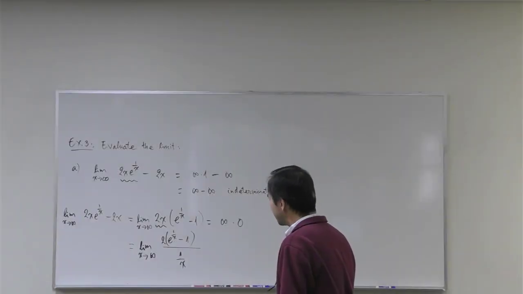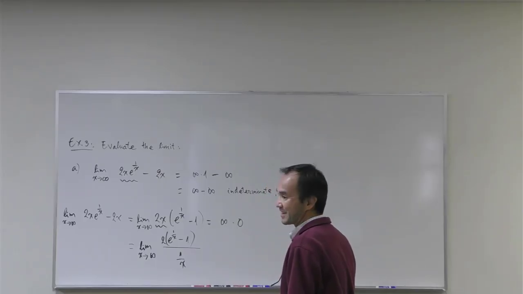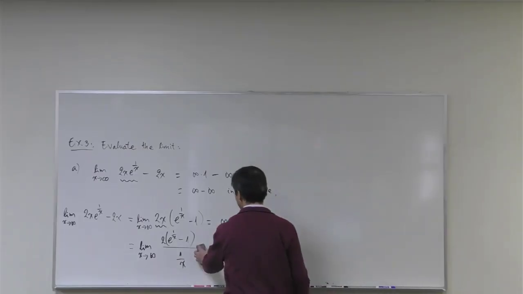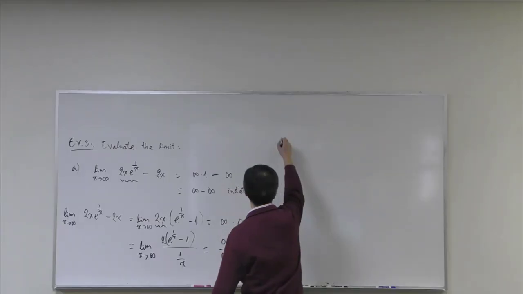Because really, the x is what causes it to grow to positive infinity. The 2 is just a coefficient. So in this way, now, yes, it will go to 0 over 0. In this final indeterminate, I can apply L'Hopital's rule.